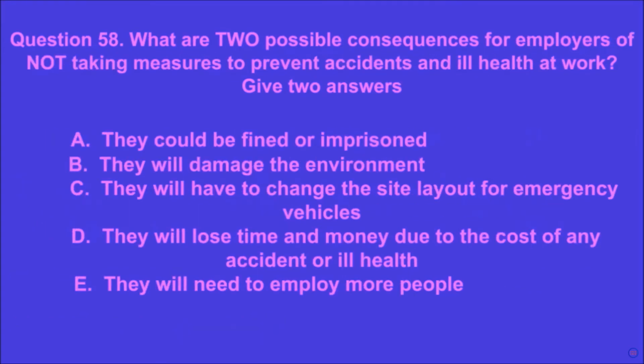Question 58. What are two possible consequences for employers of not taking measures to prevent accidents and ill health at work? Give two answers. A. They could be fined or imprisoned. B. They will damage the environment. C. They will have to change the site layout for emergency vehicles. D. They will lose time and money due to the cost of any accident or ill health. E. They will need to employ more people. Correct answer is A and D.